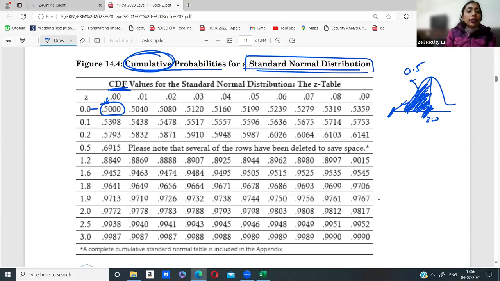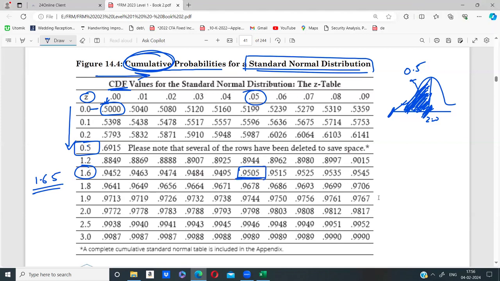In our case, the Z value that we have is 0.5. So for Z equal to 0.5, for the first decimal we look below, and for the second decimal we look in the row. Suppose the value would have been 1.65. Can you tell me how much 1.65 is? 1.6 and 5 for the second decimal place. Can you see how much? 0.9505.